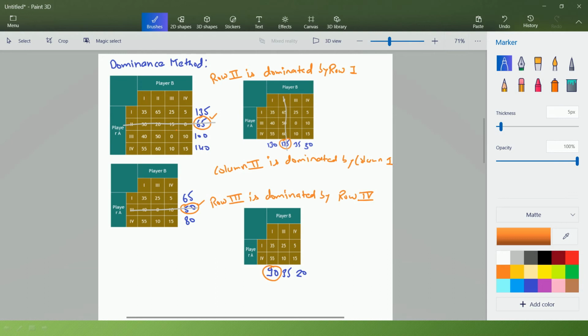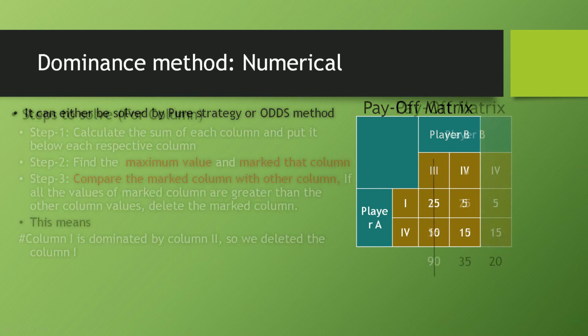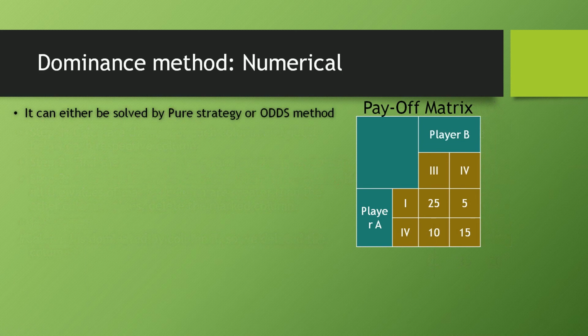That means column first is dominated by column 3rd. So we will delete column first. After deleting column first, we will have this payoff matrix. Now this matrix is a 2 by 2 matrix.